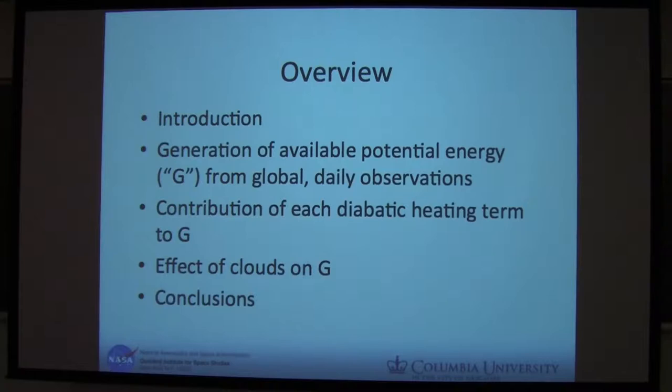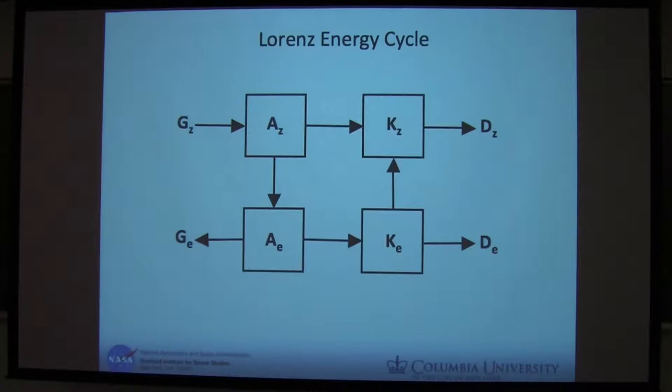So, a basic review of the Lorenz energy cycle. Ed Lorenz in 1955 conceived of the flow of energy through the atmosphere as beginning with A, available potential energy, which is the energy available for conversion to motion. That is the potential energy in excess of a statically stable barotropic atmosphere.